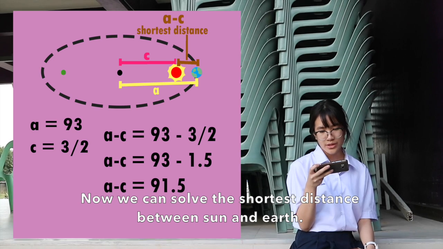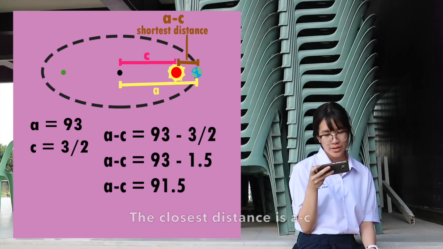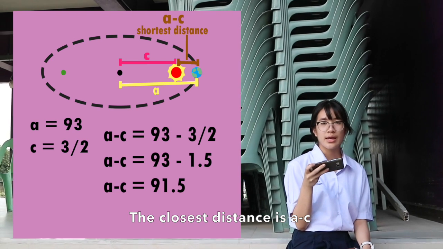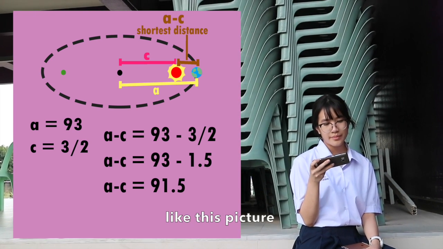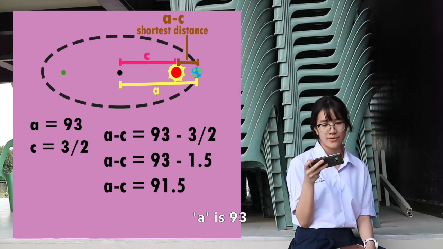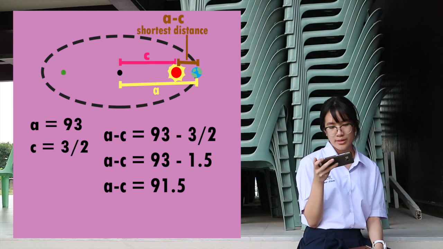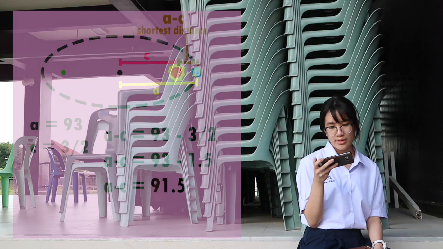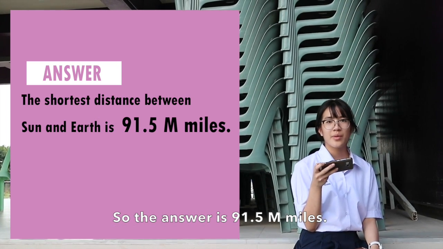Now we can solve for the shortest distance between the Sun and Earth. The shortest distance is a minus c, like this picture. a is 93 and c is 3/2. So the answer is 91.5 million miles.